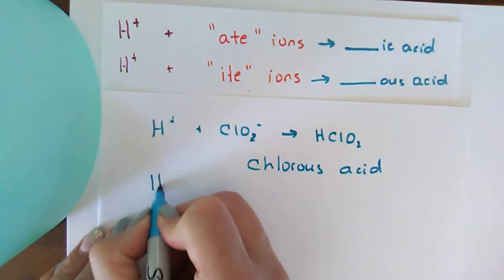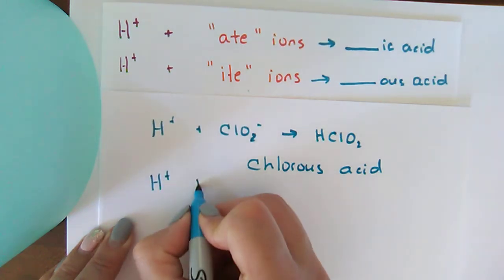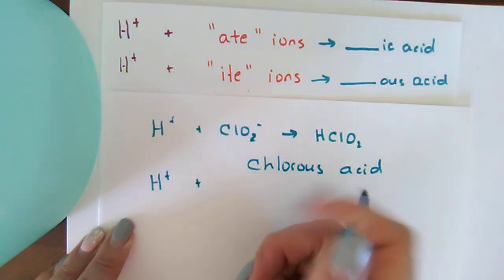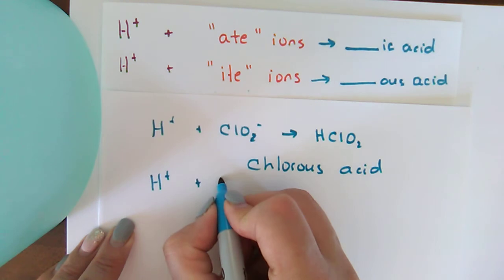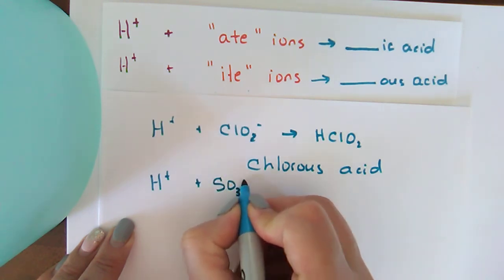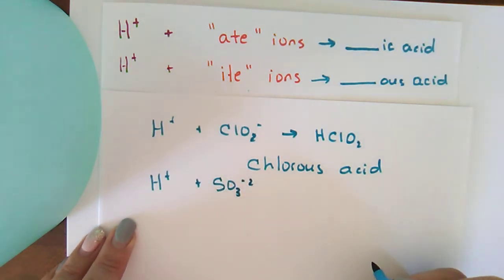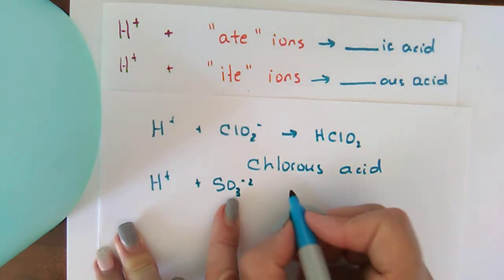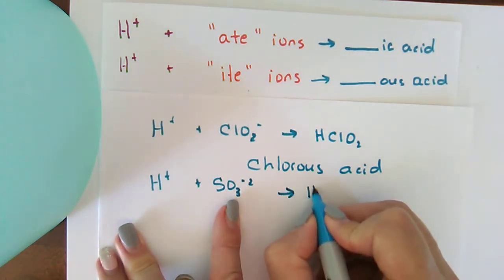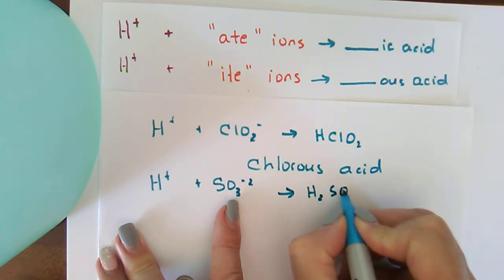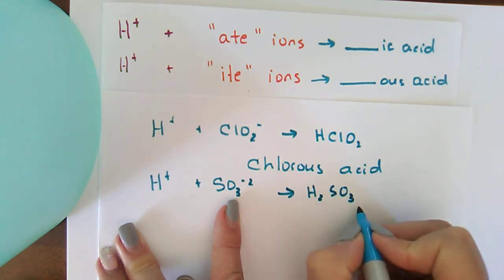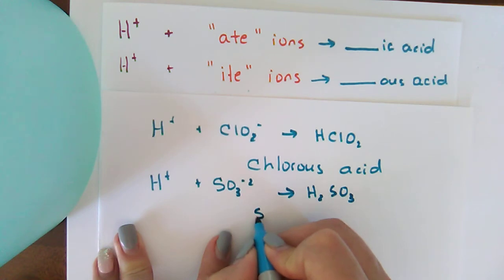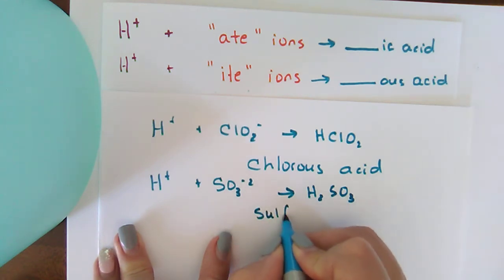Let's try hydrogen, this time with sulfite. Sulfate is SO4 -2, so sulfite is SO3 -2. Remember, the ite ion always has one less oxygen than the ate ion. Doing a crisscross, we get H2SO3, hydrogen sulfite. This would become sulfurous acid.